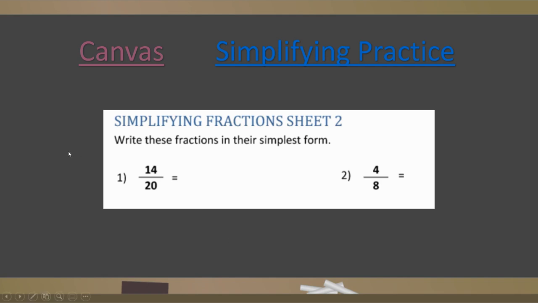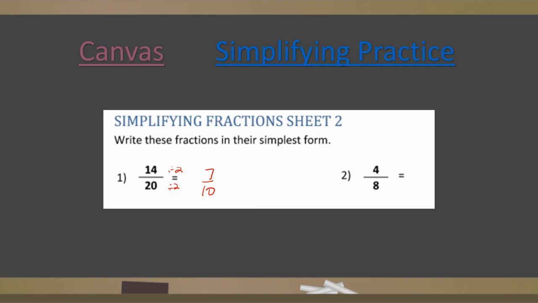The worksheet that you are going to see looks like this. Here's how I want you to go about it. Between 14 and 20, my greatest factor is going to be 2. So I'm going to divide both by 2, and you are going to work this out on your whiteboards or scrap paper. My final answer is going to be 7/10.